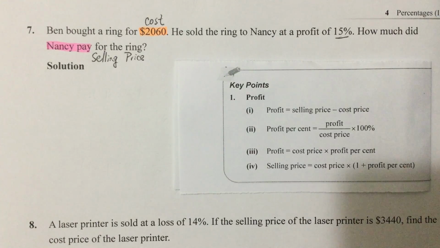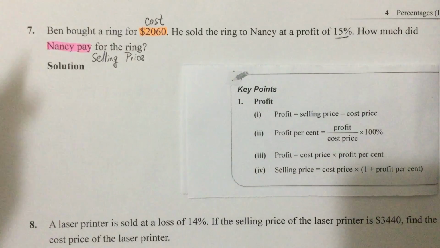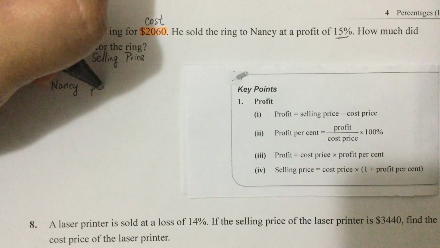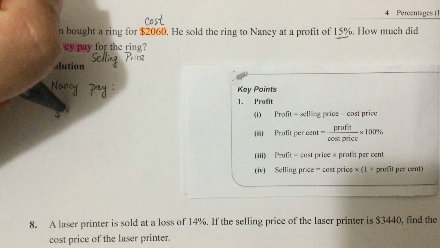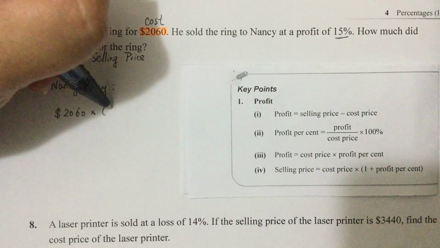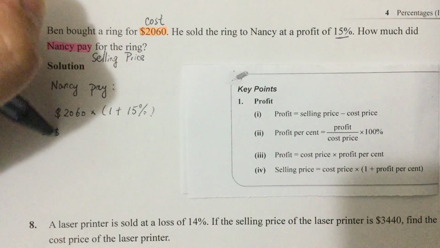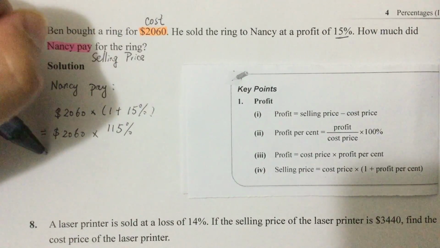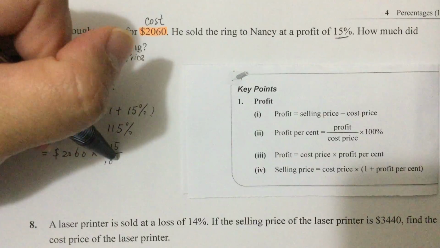And then we will look at formula 4. We are going to calculate the answer. Okay, we are going to calculate the selling price. So that means what Lancy paid. Okay, this time, this is the selling price. Cost price is 2,060, so you have 2,060 times 1 plus, because you add something to it. It's 1 plus 15%. Okay, so you have 2,060 times 115%. And then we have 2,060 times 115 over 100.